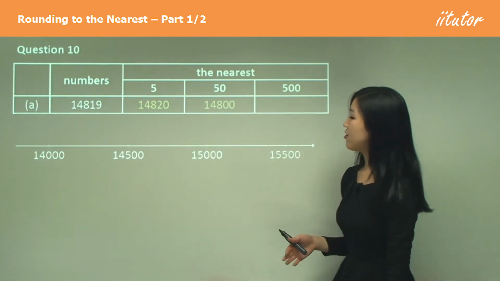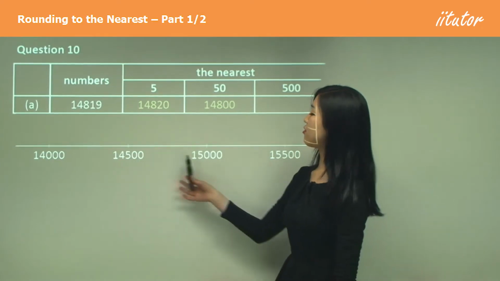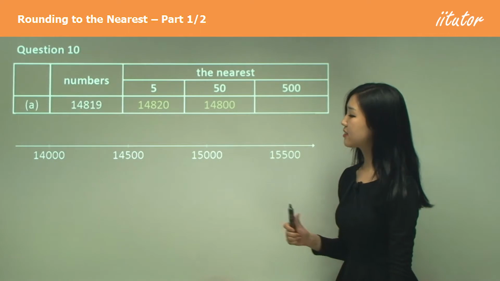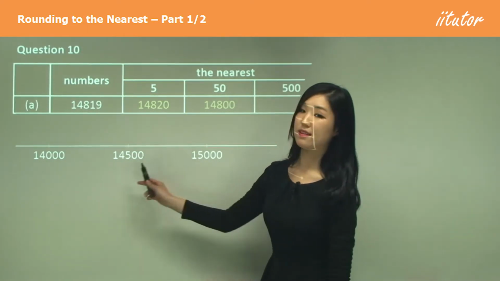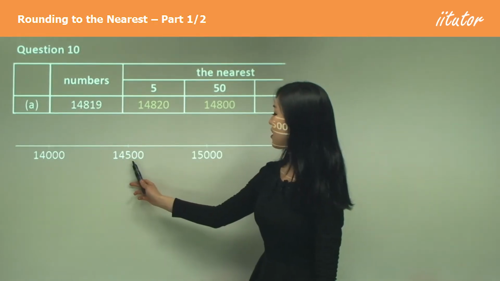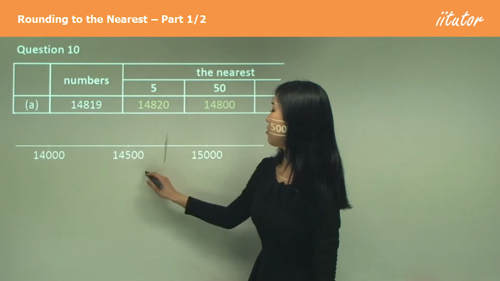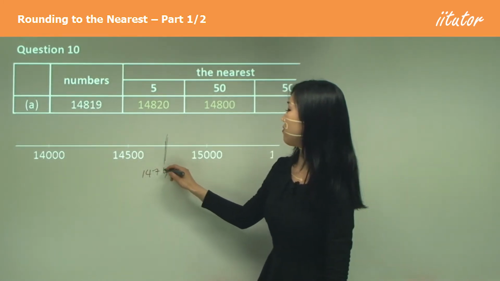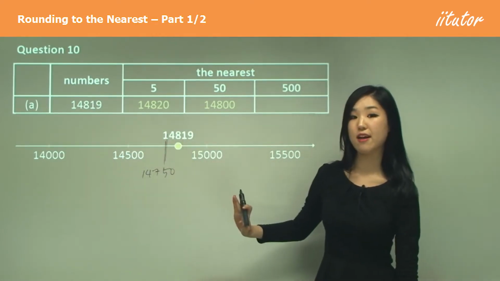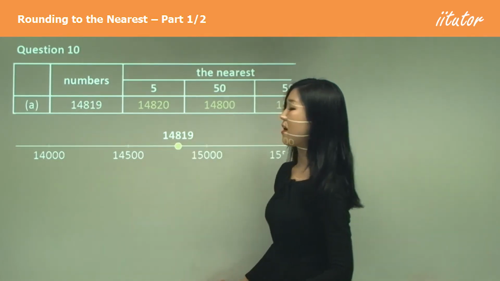And then nearest 500, we're going to go up by 500. So 14,000, 14,500, 15,000, 15,500. And 819, it's going to be in between these two, isn't it? And what's the halfway mark of here? See, this is 500 and this is 1,000. So it's going to be halfway mark there, which is 14,750. So therefore 810 must be over to the right hand side of that. So it's going to be 15,000. Okay, so kind of watch out for where the halfway mark is.